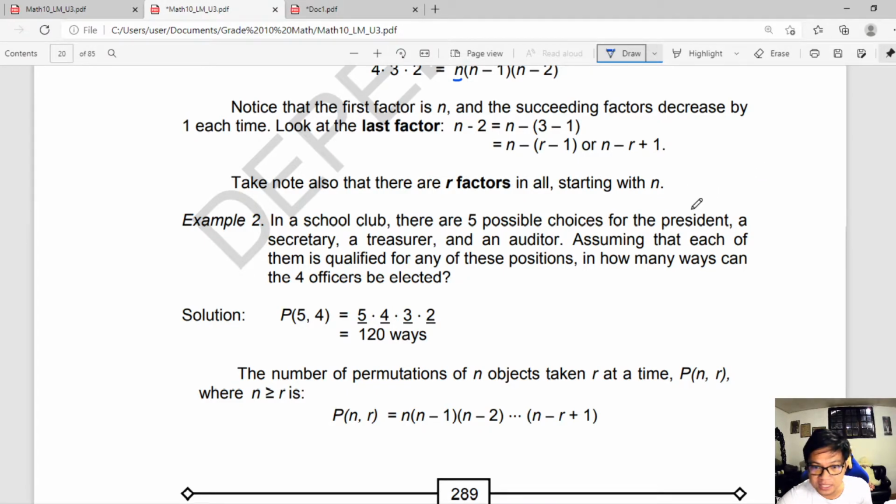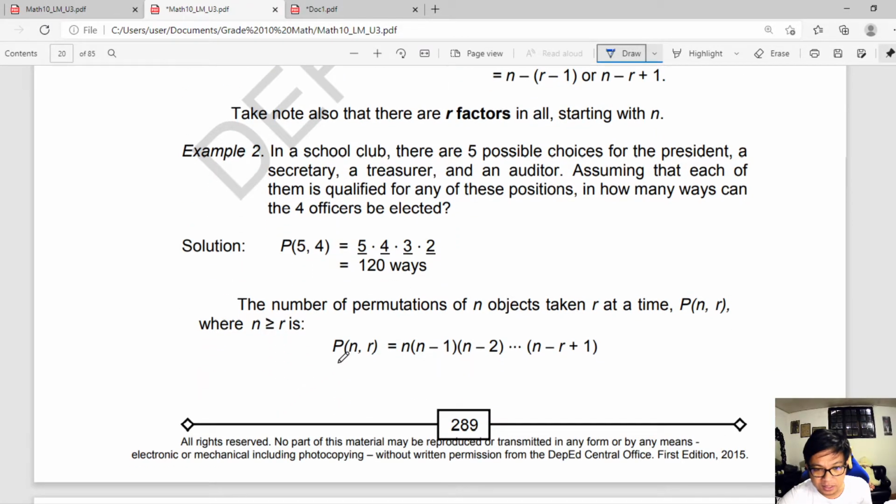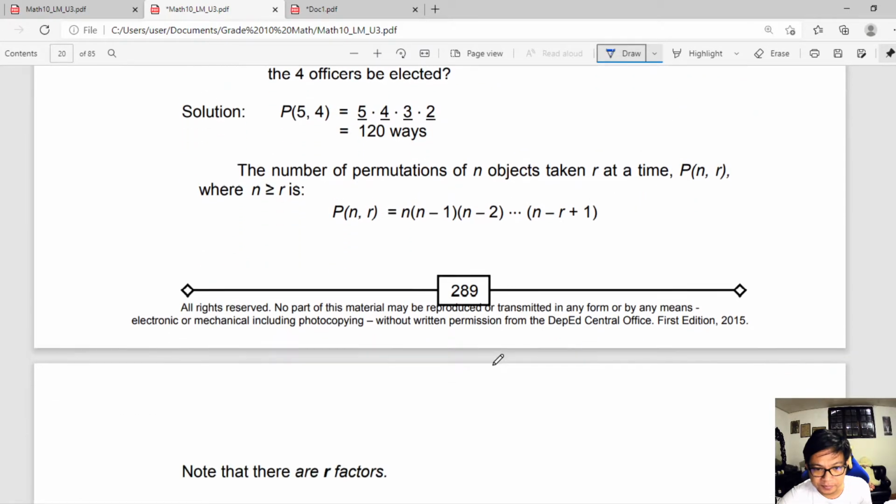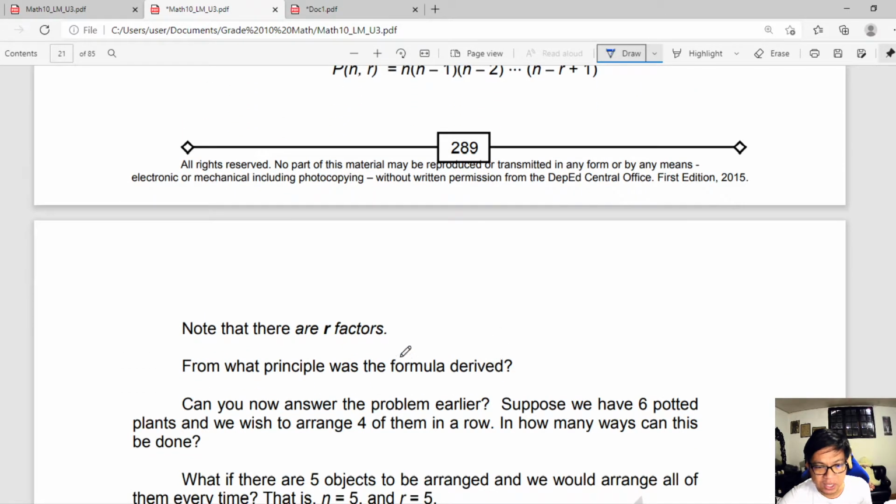So, meron tayong president, secretary, treasurer, and auditor. So, using the fundamental counting principle, that is 5 times 4 times 3 times 2. The number of permutations of n objects taking r at a time is P(n, r), where n is greater than or equal to r. So, tingnan natin ang derivation. Note that there are r factors.